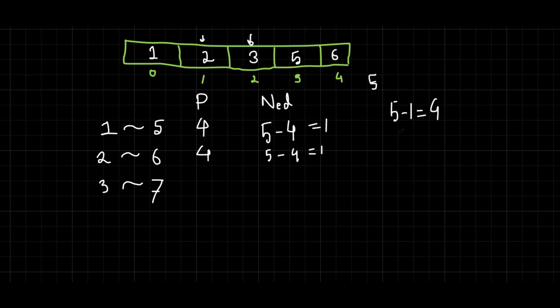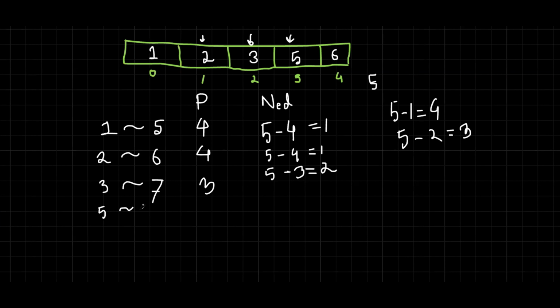Now, how many values are presented in the range of 3 to 7? It will be 5 minus 2, which will be 3. That means this 3, 5, and 6. So here we have to perform 5 minus 3 operations, which is in total 2 operations to make the array continuous.